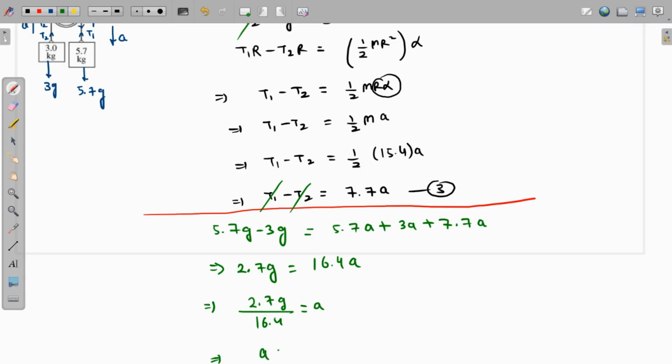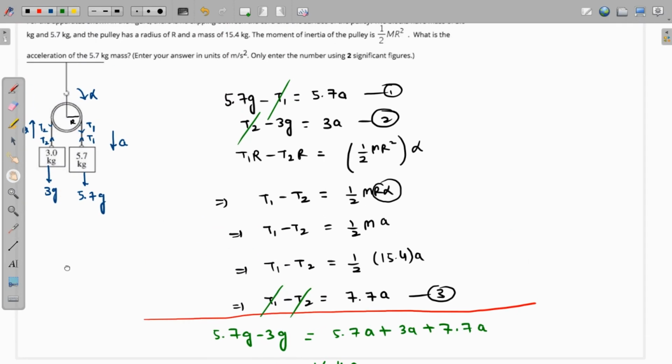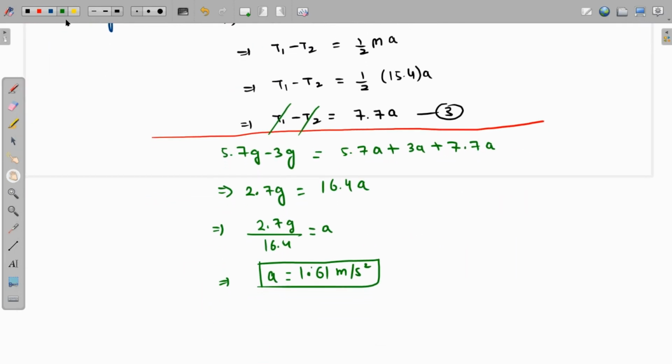So the value of the acceleration comes out as 1.61 meters per second squared. So that's the required answer, and we needed to answer to two significant figures, so I think we'll just remove this one. 1.6 is up to two significant figures. Thank you.